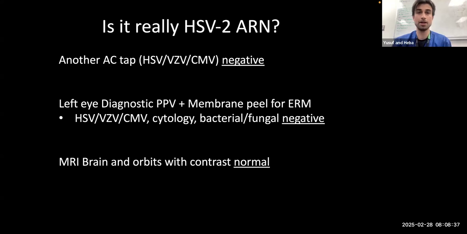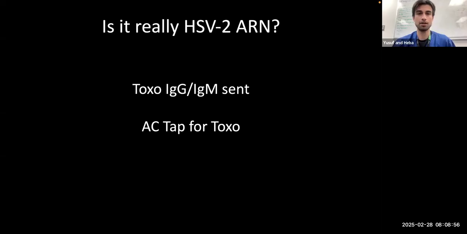It was negative. The patient actually underwent a diagnostic vitrectomy with a membrane peel for an ERM that they had, and the vitreous sample for the viral PCR was negative. Cytology was negative. Fungal cultures were negative, just thinking about masquerade syndromes, and they even had an MRI brain, which was normal. One of the last things we did was we sent off for a toxo IgG and IgM and did an AC tap for toxo PCR.